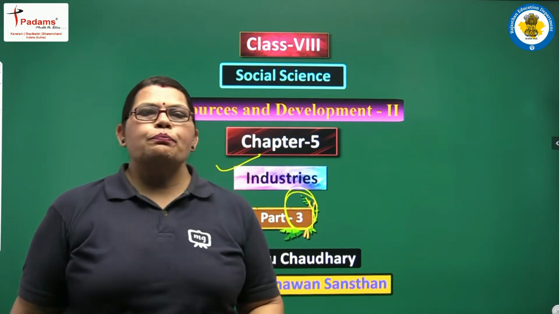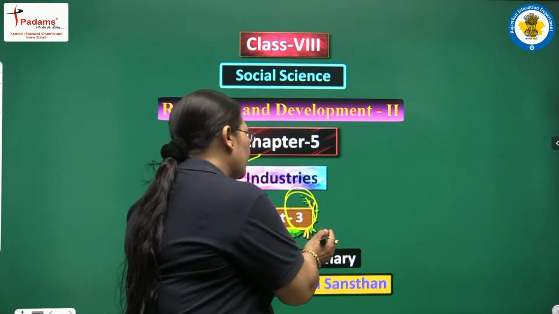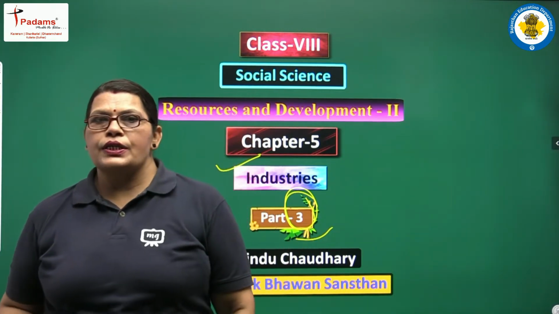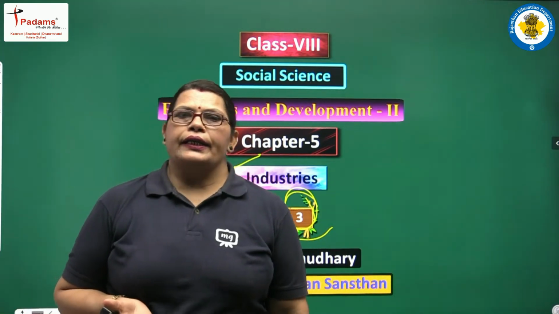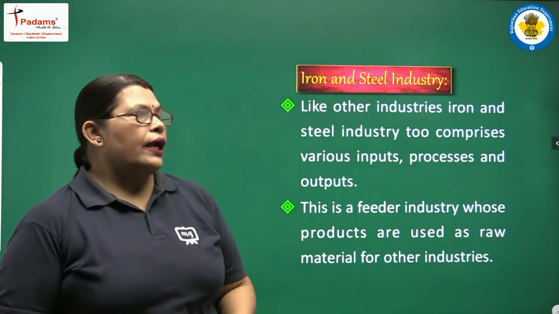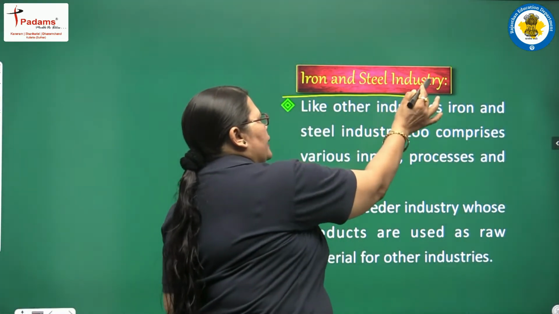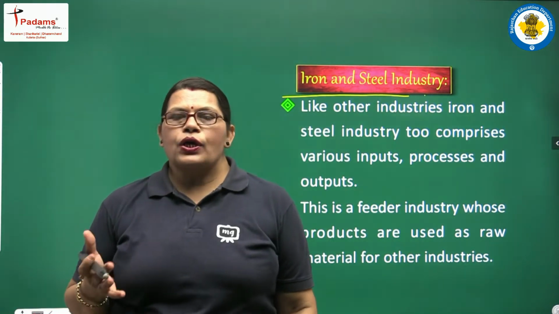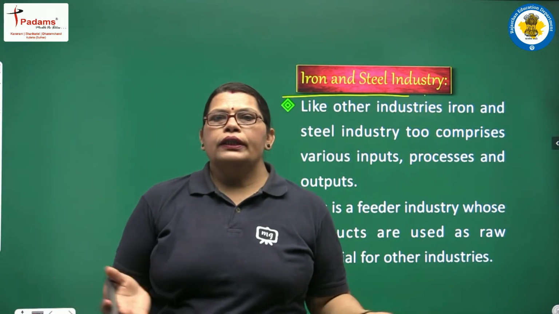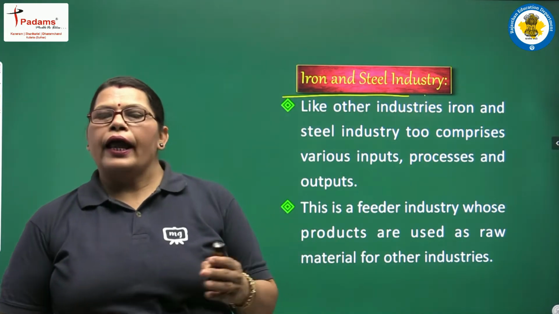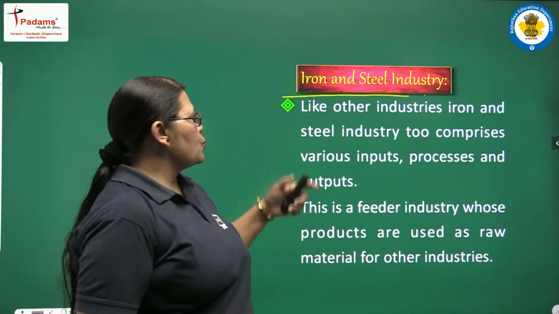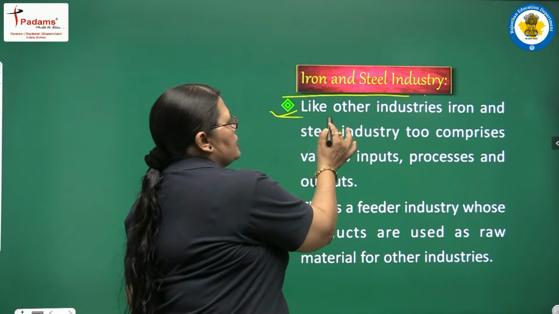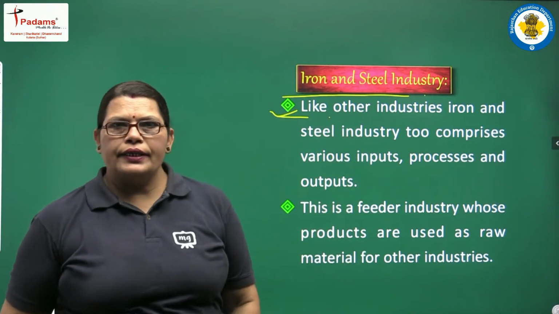Here in this part we are covering the different types of industries, especially the steel industry. In this part we are covering iron and steel industries and the different states or countries where these industries are located, and so on. So, here is the starting of the iron and steel industry.